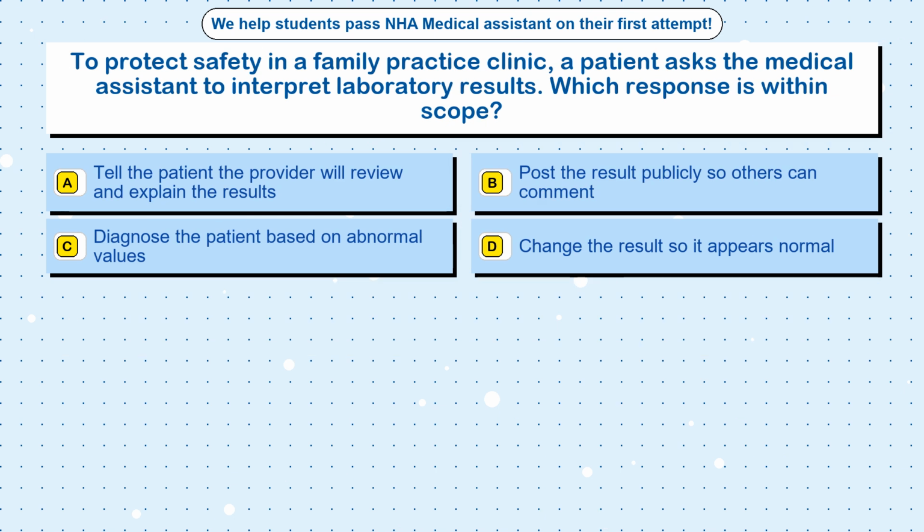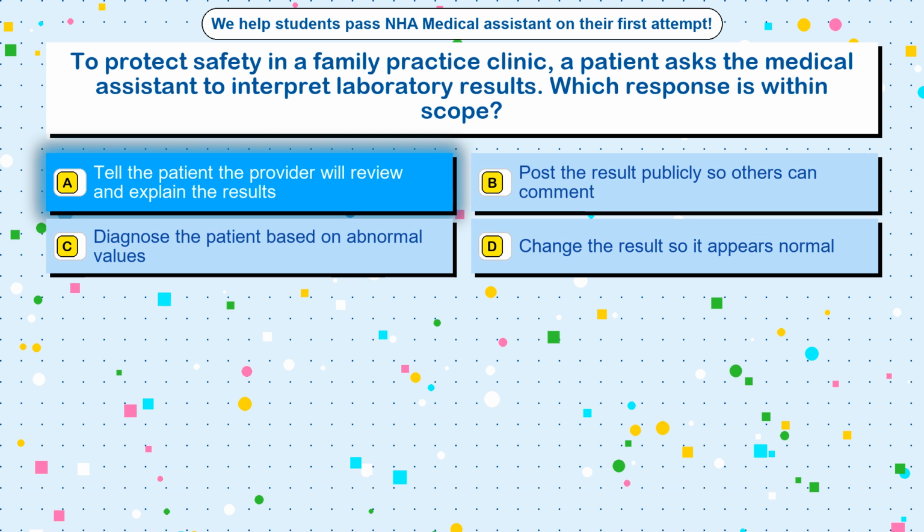Question 39. To protect safety in a family practice clinic, a patient asks the medical assistant to interpret laboratory results. Which response is within scope? Option A. Tell the patient the provider will review and explain the results. Option B. Post the result publicly so others can comment. Option C. Diagnose the patient based on abnormal values. Option D. Change the results so it appears normal. The correct answer is option A.